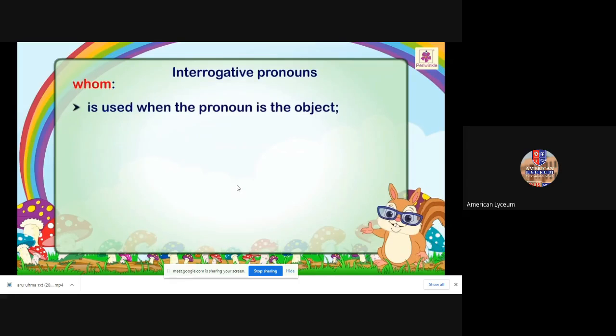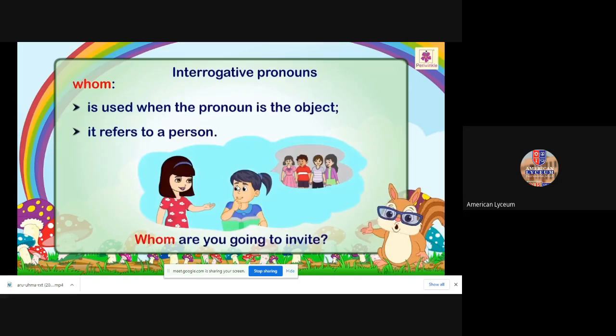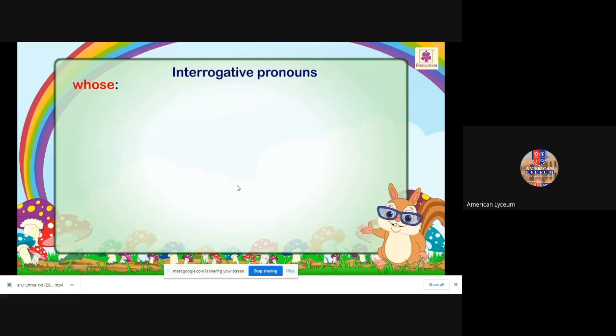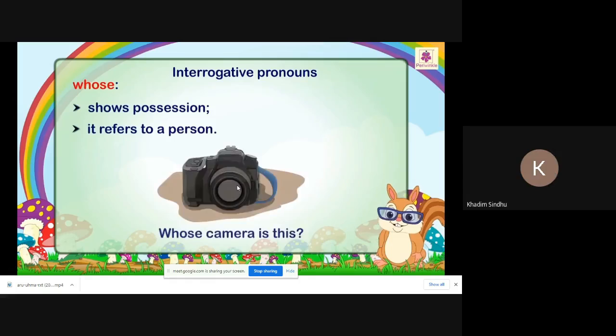Whom is used when the pronoun is the object, and it refers to a person. For example, whom are you going to invite? Whose shows possession, it refers to belongingness. For example, whose camera is this?